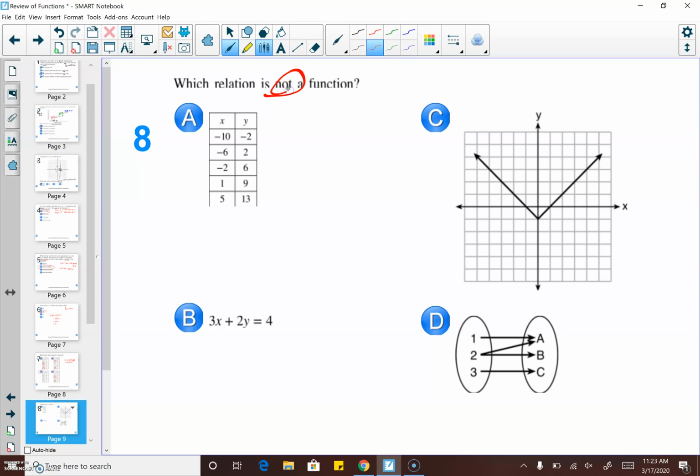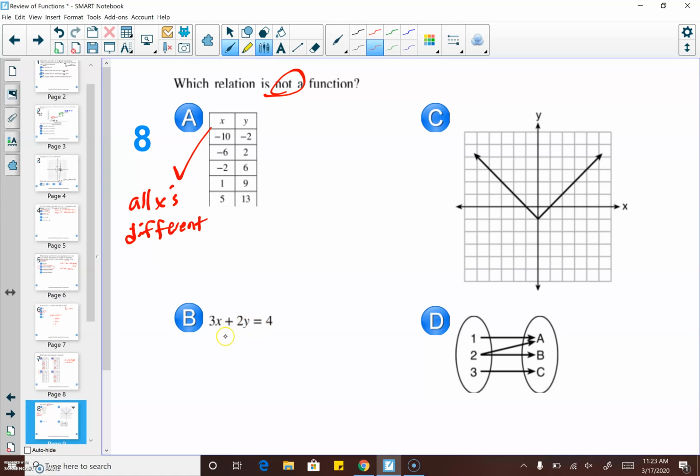Which relation is not a function? So if we look here at our table, negative 10, negative 6, negative 2, 1, 5. All x's are different. Therefore, we're good.